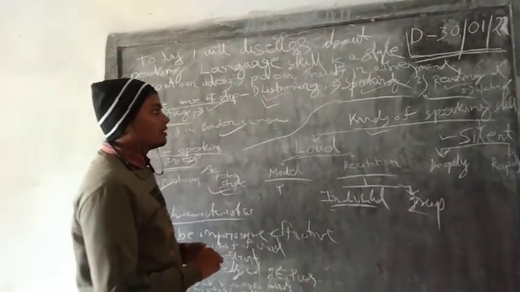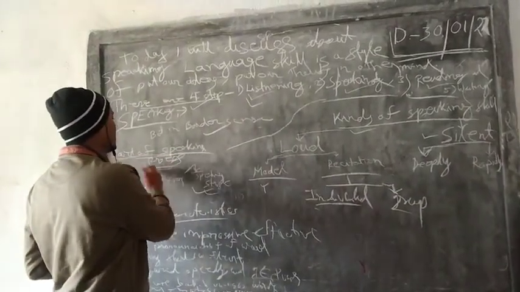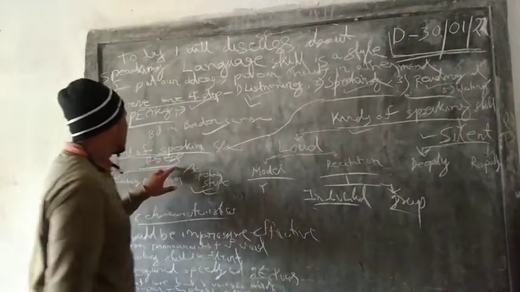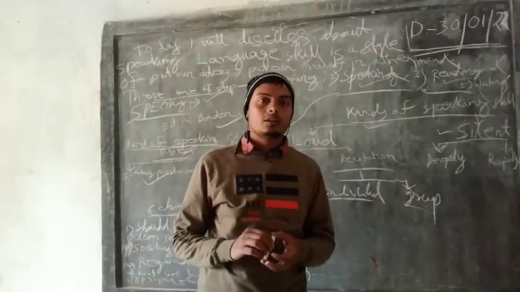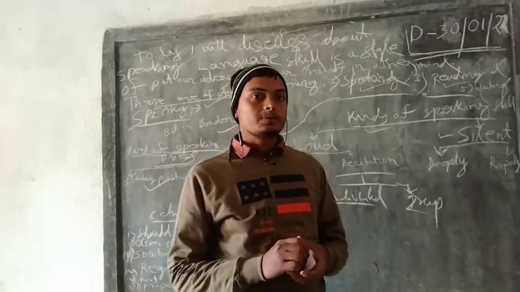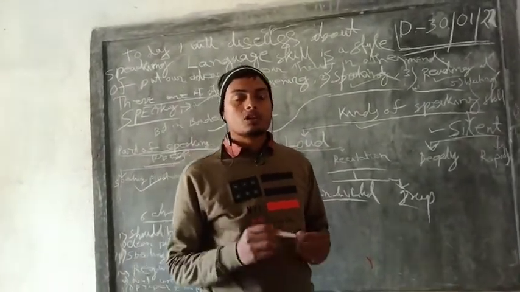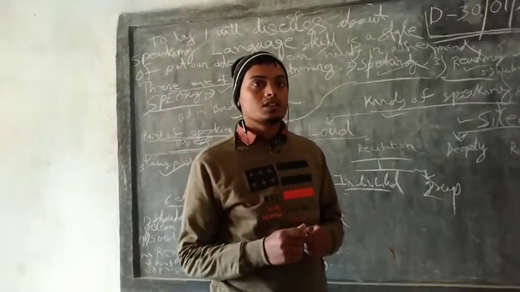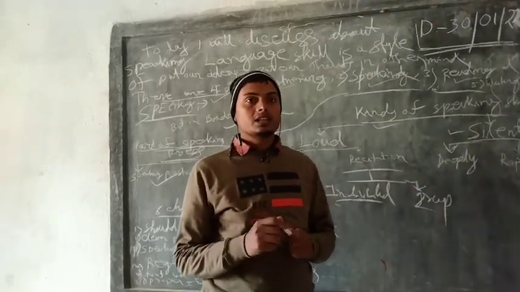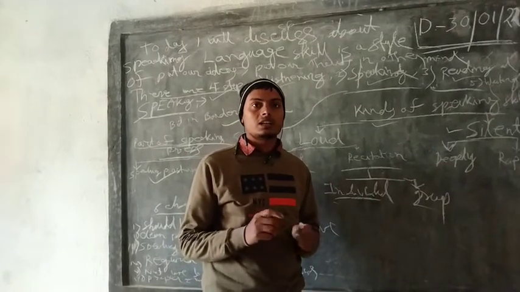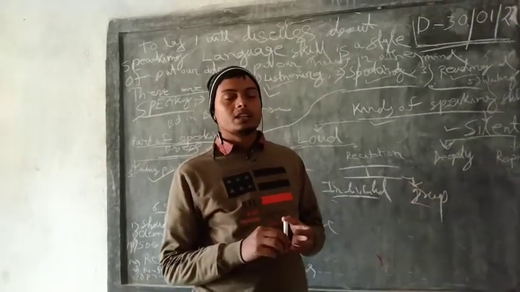So now we learn about speaking English. Speaking skill. What is speaking skill? Speaking skill is to speak something, to say something, to tell something, to pronounce something. It is called speaking skill. In a broader sense, it is not only pronunciation but also understanding the deep meaning of words, the feeling of words.